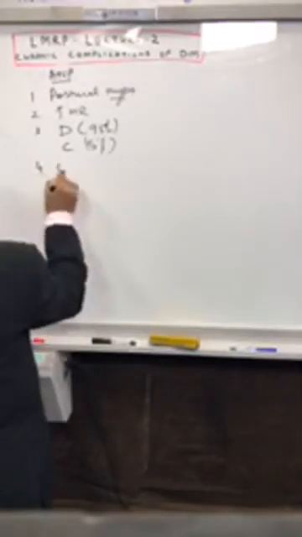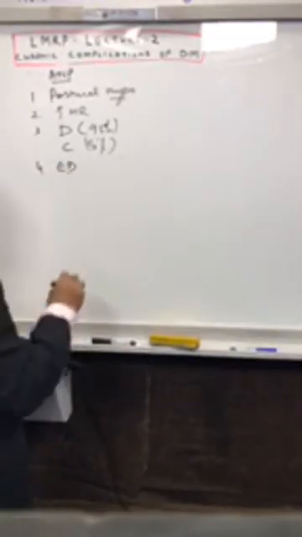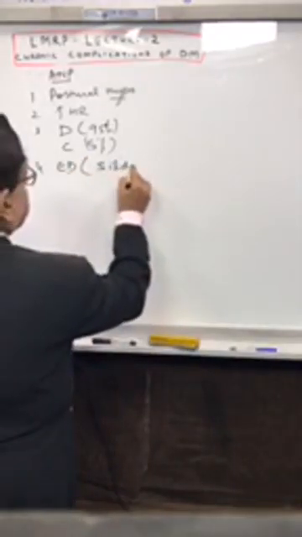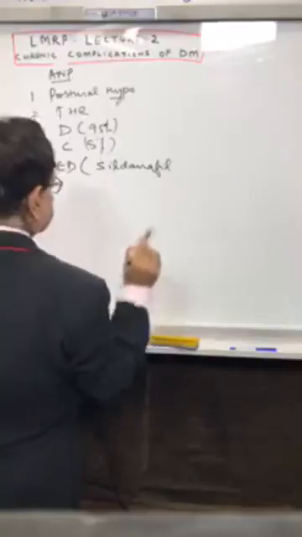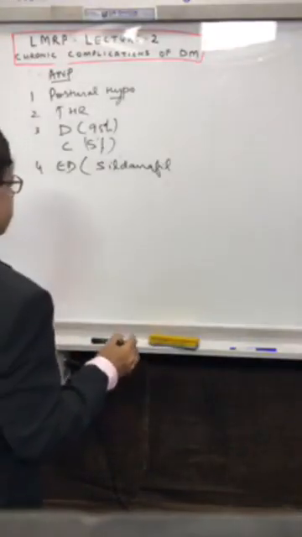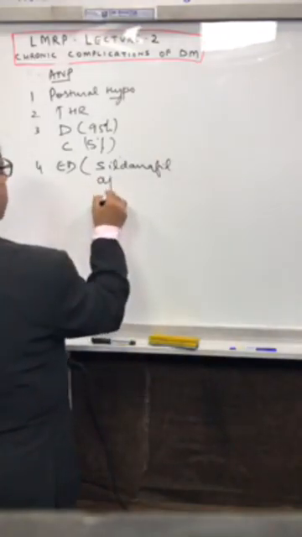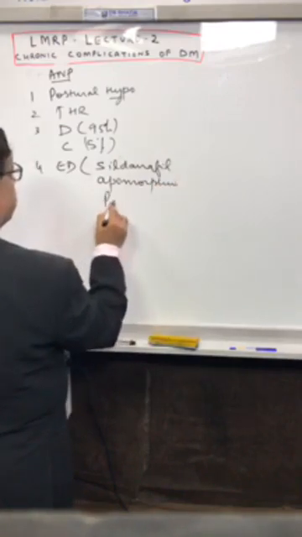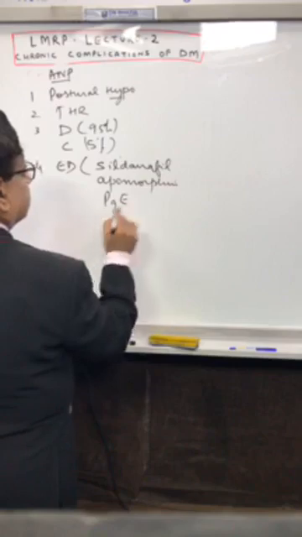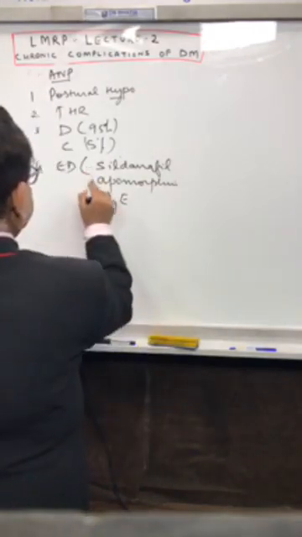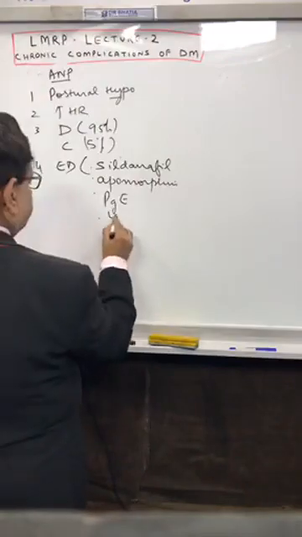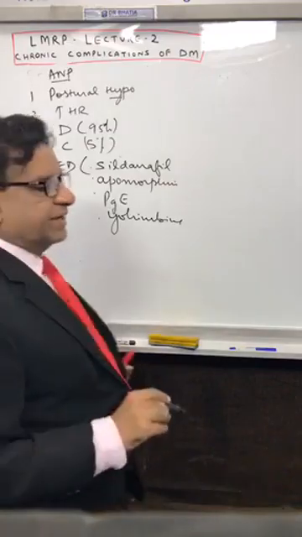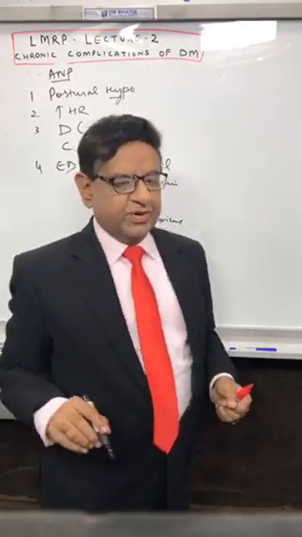Fourth, erectile dysfunction occurs. For this, of course, we give sildenafil, everybody knows, which is nothing but Viagra. But what else can we give? We can also give apomorphine, PGE, prostaglandin E, okay, and yohimbine. These are drugs that we can give for erectile dysfunction.